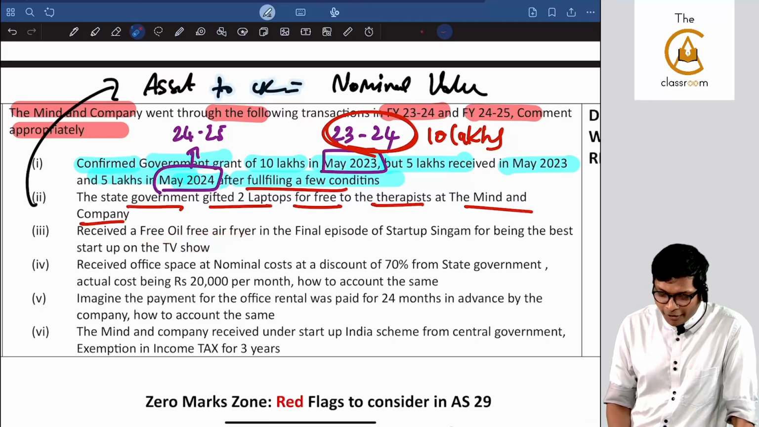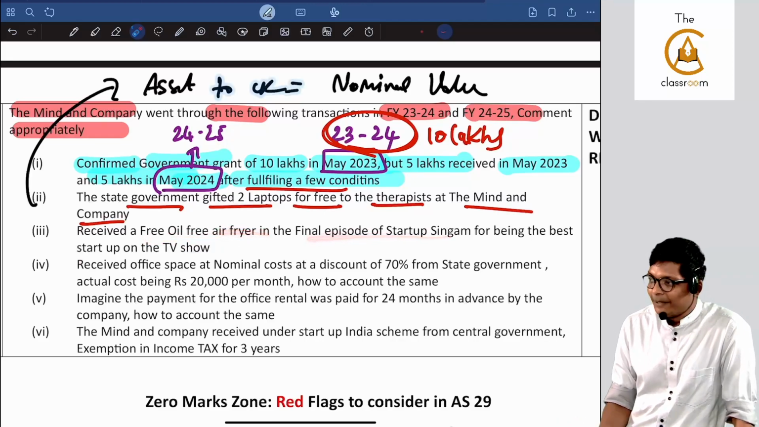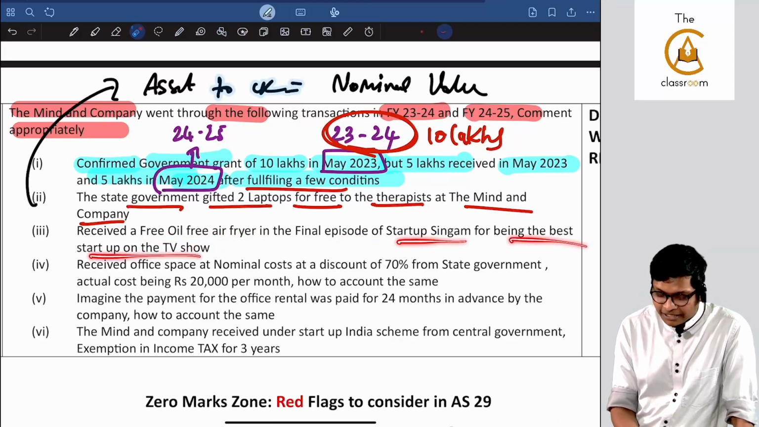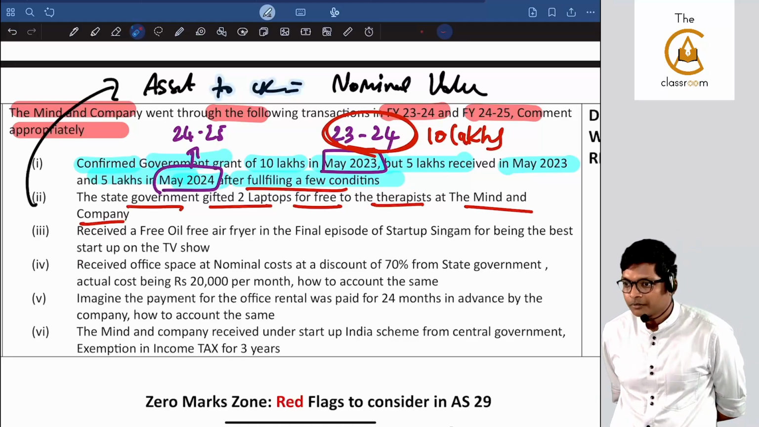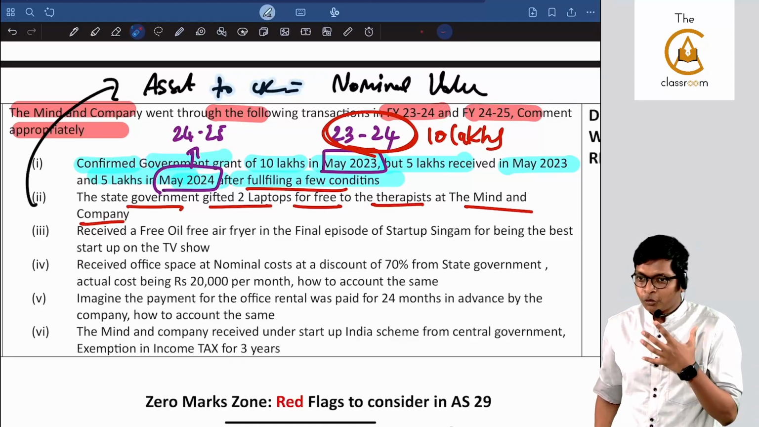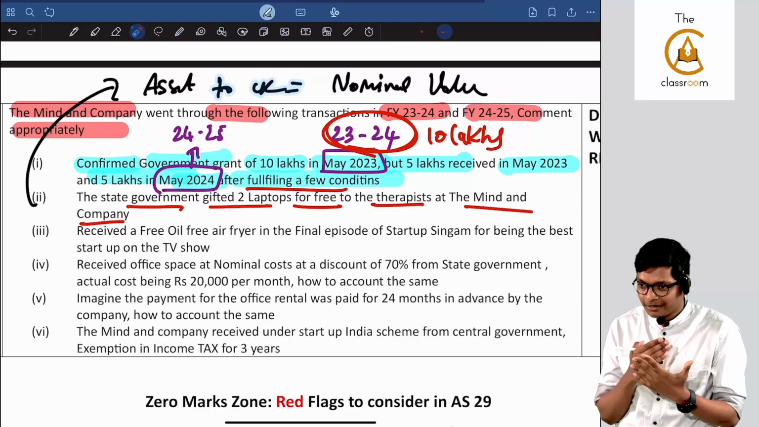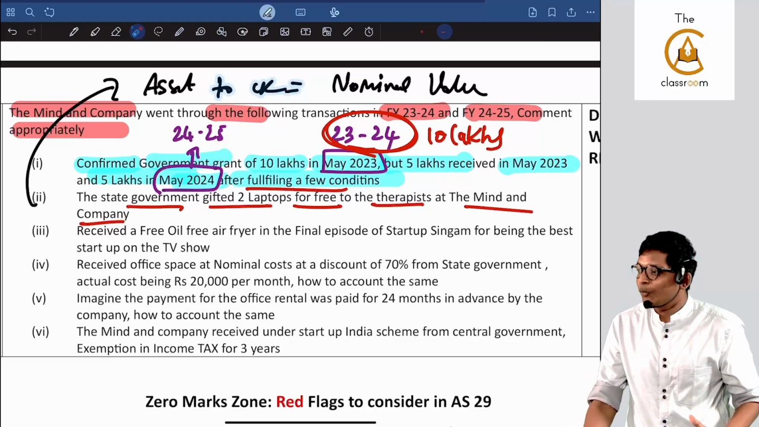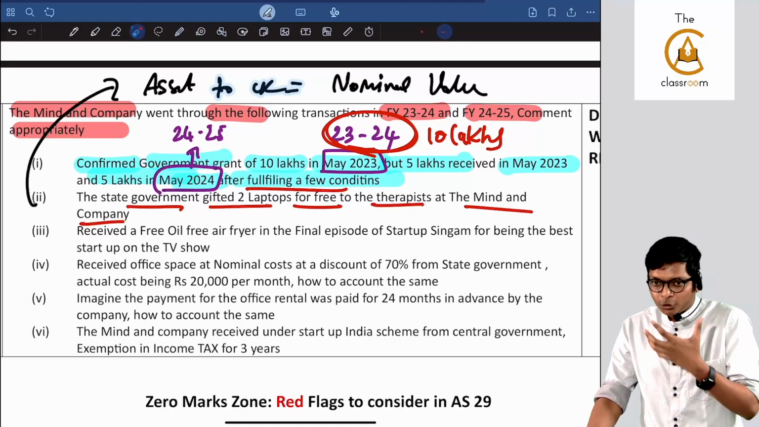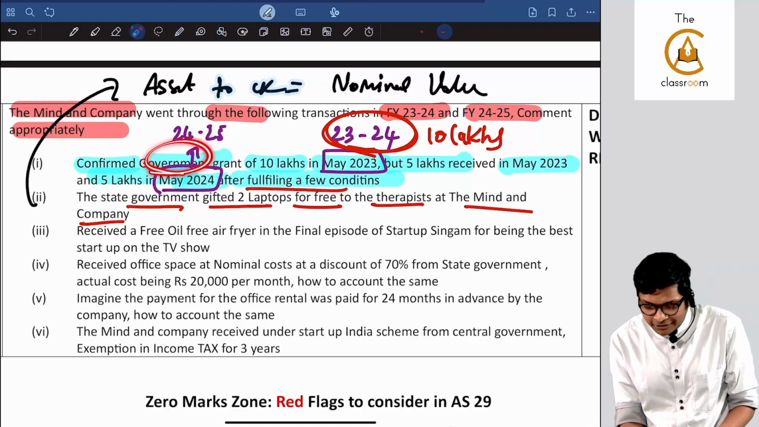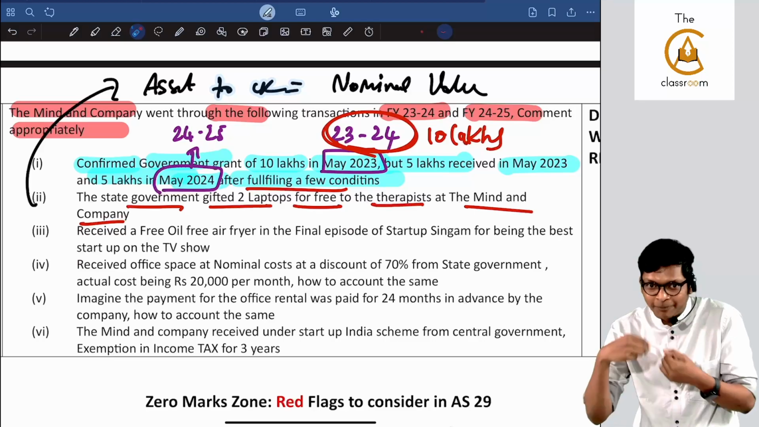Received a free oil-free air fryer for the final episode of Startup Singham for being the best startup on the TV show of season 1. What is the entry? Perfect. Whoever said not a grant, clap, guys, because this is a TV show award and it's not given by the government. I just wanted to deviate your mind. That's why I put first government, second state government, then placed the third question.